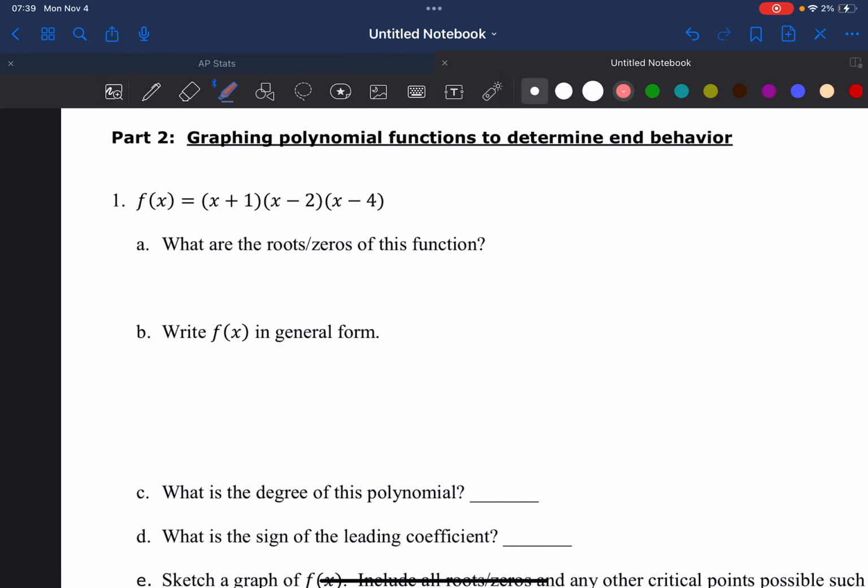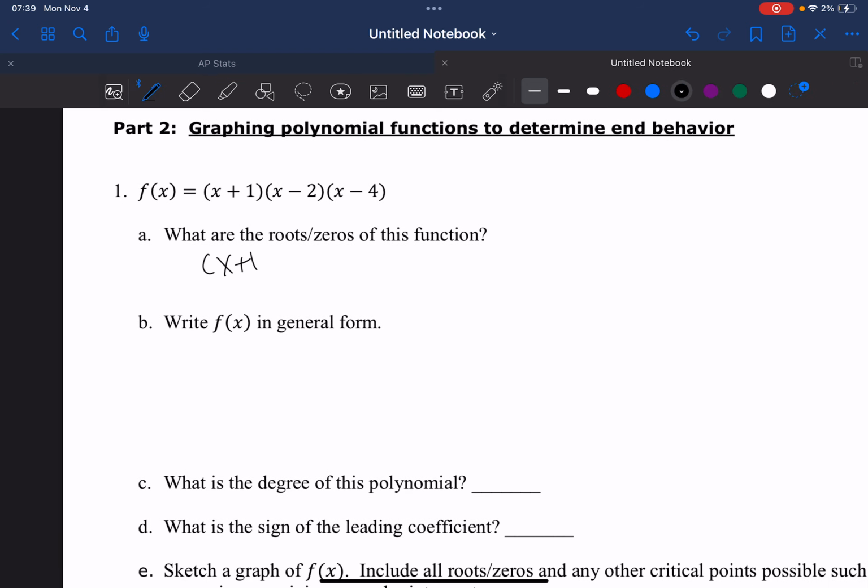Part 2, graphing polynomial functions to determine end behavior. So number 1, it gives us a function that is already factored. And then part A, it wants us to find the roots of this function. Remember, in order to find the roots, we have to first factor it, so it's already factored for us, and then set those factors equal to 0. So I have x plus 1 equals 0, x minus 2 equals 0, and x minus 4 equals 0.